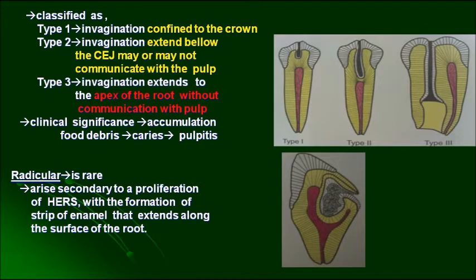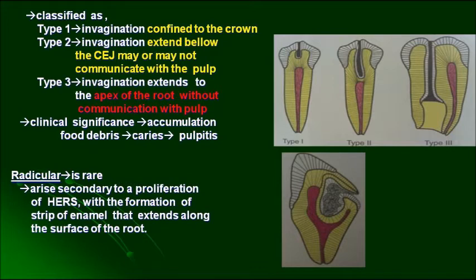Now this coronal invagination, the invagination seen in the crown portion, can be classified into three types. Now look into the picture. It can be type 1, type 2 and type 3. In the first picture, type 1 invagination is confined to the crown alone. In type 2, the invagination extends below the cemento-enamel junction, and it may or may not communicate with the pulp portion. In the second picture, it is not communicating with the pulp. And the third one is invagination extending to the apex of the root. Till the root portion you can see the invagination without communication with the pulp.